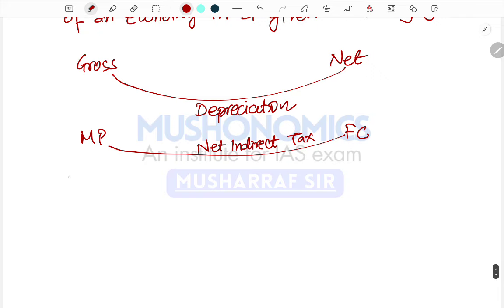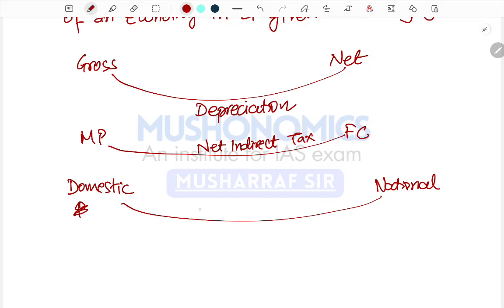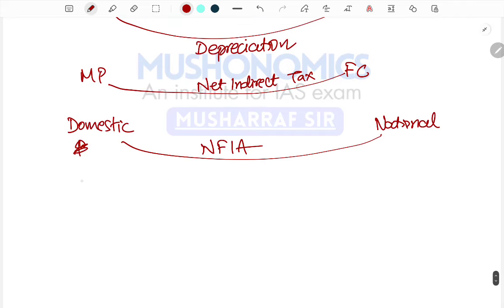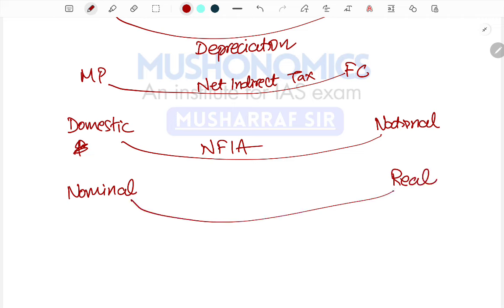Then we have discussed domestic product and national product. In domestic and national, there is a difference of NFIA, net factor income from abroad, right? So these are the variants. And one more thing we have discussed, that is nominal and real. The concept behind nominal and real is base year or constant prices and current prices. I hope you remember we have discussed these things in detail.